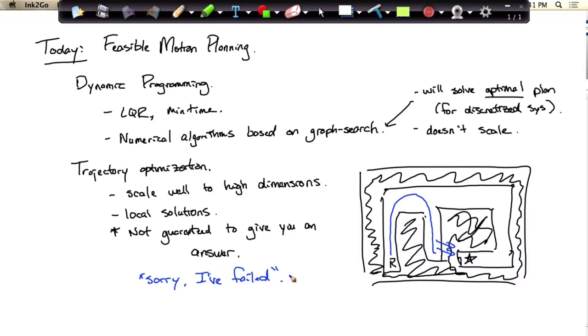So the goal for today is to come up with algorithms that will return a solution if it exists, and will potentially scale to big complex systems, but we're going to give something up in the process. The thing we're going to give up is the optimal. Okay, so when I say feasible motion planning, what that implies to me is that it's as a contrasting against optimal motion planning. We're going to try to find any old solution if it exists, but I'd like to have an algorithm that is complete in the sense that it will find a solution if it exists.